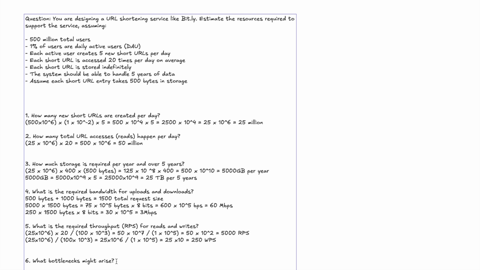Okay, so now for our final question, what bottlenecks might arise? We see that we have 5,000 reads per second and 250 writes per second. So that will give us about a 20-to-1 read to write ratio. So our reads are significantly higher than our writes. So we know that when we do our actual design, we need to optimize for this.